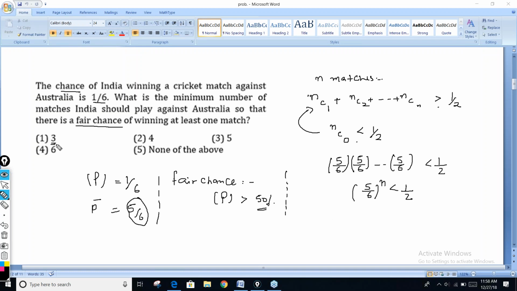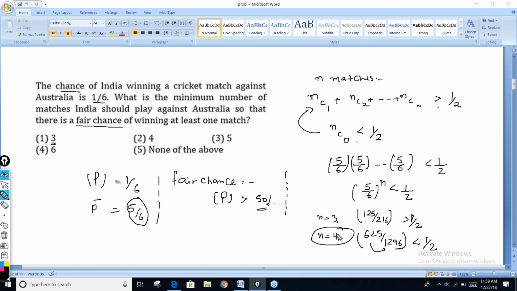So if I choose the option, let's say n is 3. If I take n as 3, it comes out to be 125 upon 216. But 125 upon 216 is more than half. So India cannot say there is a fair chance after playing only 3 matches. If I take 4, then it comes out to be 5 raised to power 4, which is 625, and 6 raised to power 4, which is 1296. Is it less than half? Yes, it is less than half, because if it were half, it should be 1250. It is less than half.